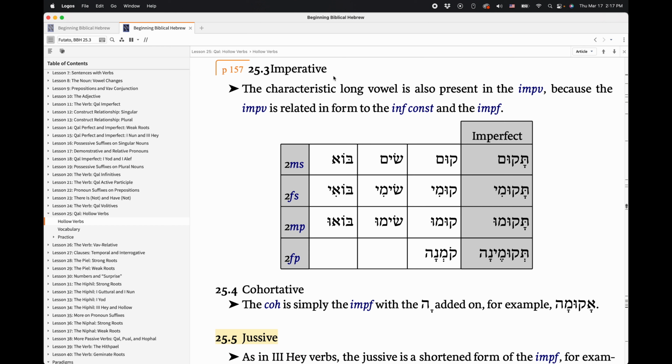When it gets into the hollow verbs, we'll also have situations where, and this is the same with strong verbs as well, so I guess we don't even really need to bring it up at this point, but I just wanted you to be aware of it. The imperative is just the imperfect second person with the prefix removed. That's it. So it's pretty easy to recognize.